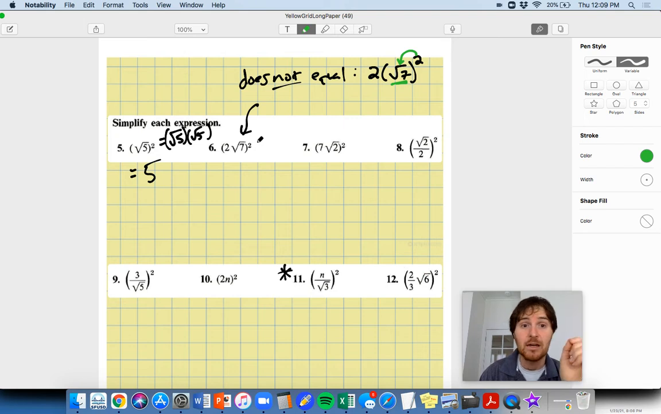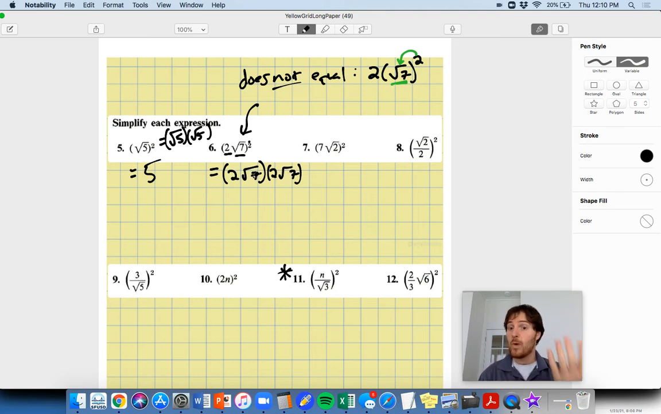It's definitely not 14 here. The way we can think about rewriting this is that this 2 is part of the base, and this is part of the base. They're both bases of the exponent, right? Another way we can think about it is that 2 times root 7, squared, is the same thing as 2 times root 7 times 2 times root 7. It times itself, right? Squaring it, okay?